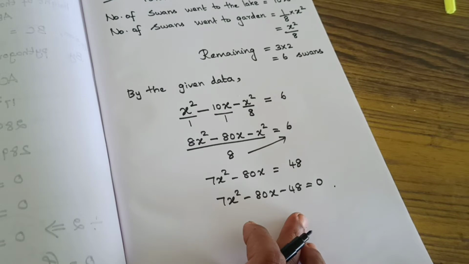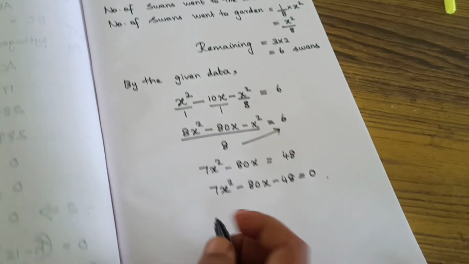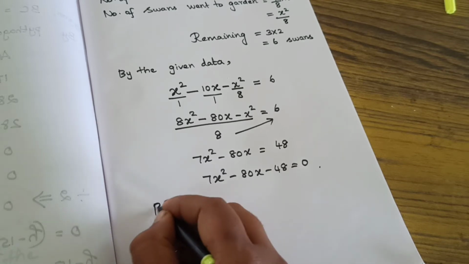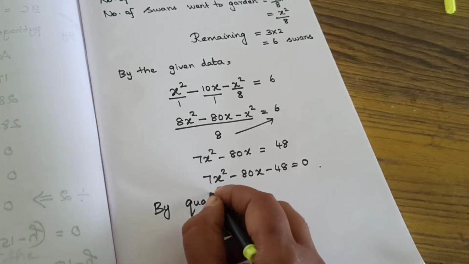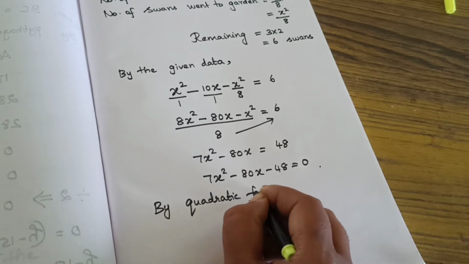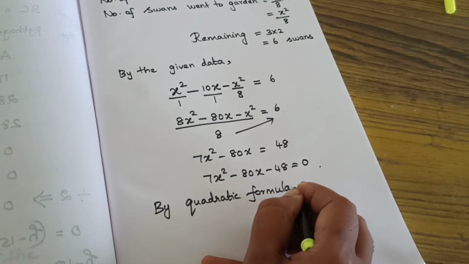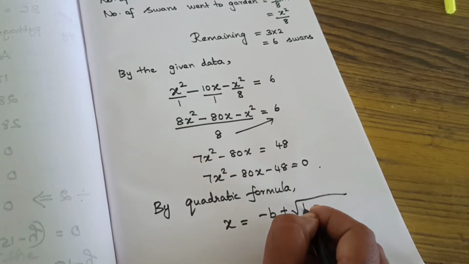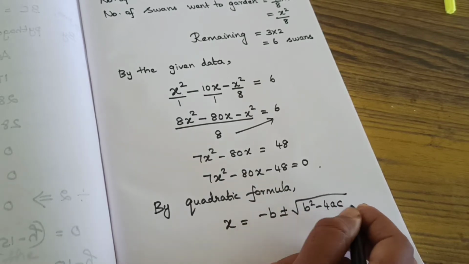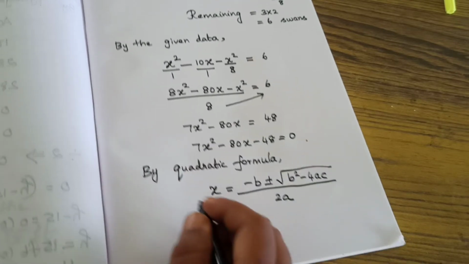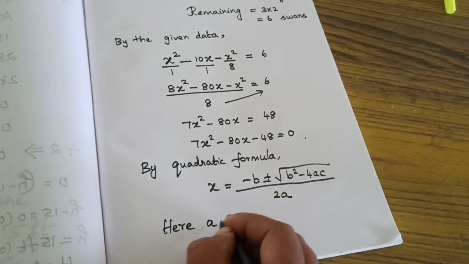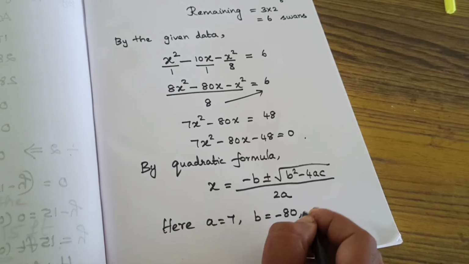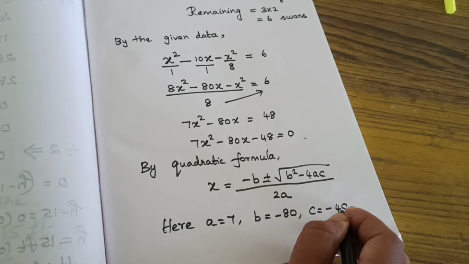Now we got the standard form of the quadratic equation. Shall we solve it using the formula method? Okay. So by the quadratic formula, x equal to minus b plus or minus square root of b square minus 4ac by 2a. So here, what is a? 7. B is minus 80. C is minus 48.